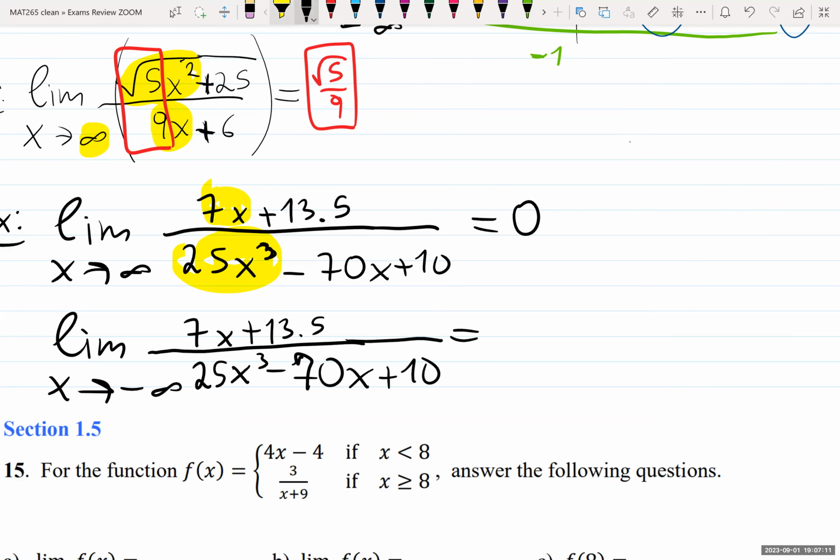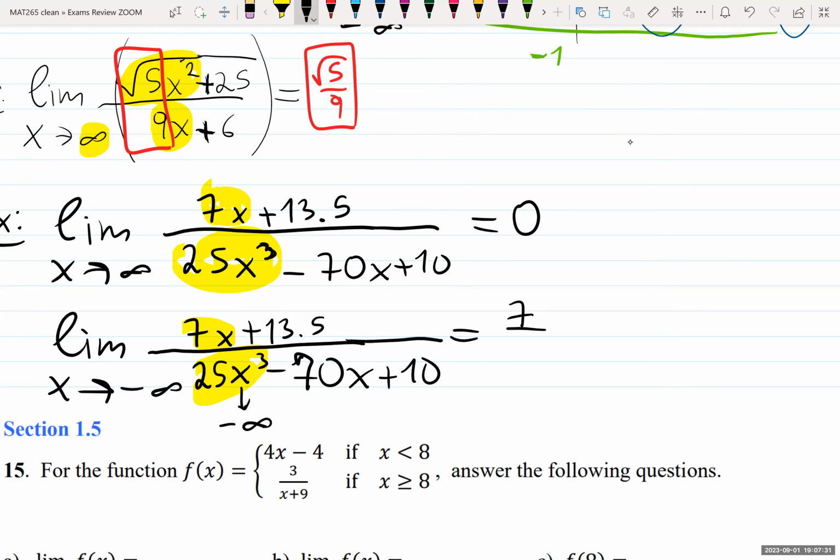At minus infinity, you still find the leader of the top and you still find the leader of the bottom. The difference now is that x cubed goes to minus infinity, because minus infinity cubed is minus infinity, while minus infinity squared is plus infinity. So now we're dividing by huge and negative numbers.